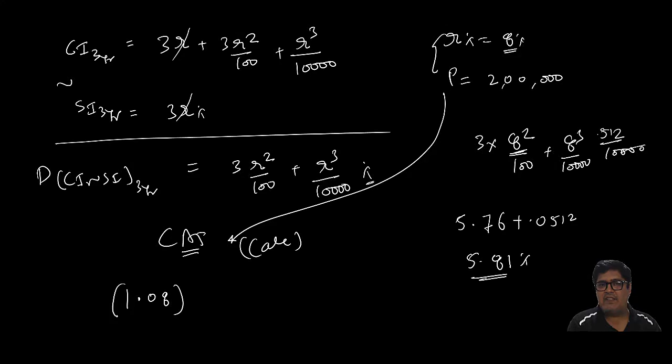How many years? 3 years. This is compounding. 8%, 8%, 8% for 3 years. Simple interest is 24%. So 1.24. The difference of these two multiplied with 2 lakh rupees.